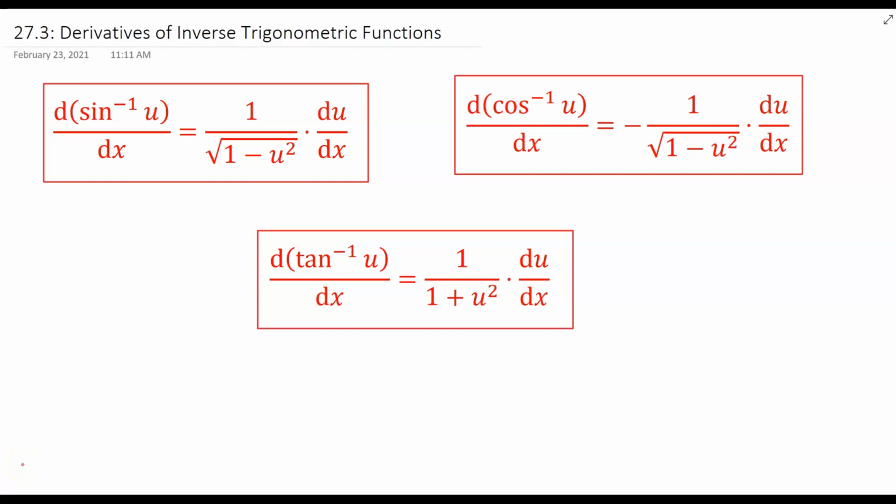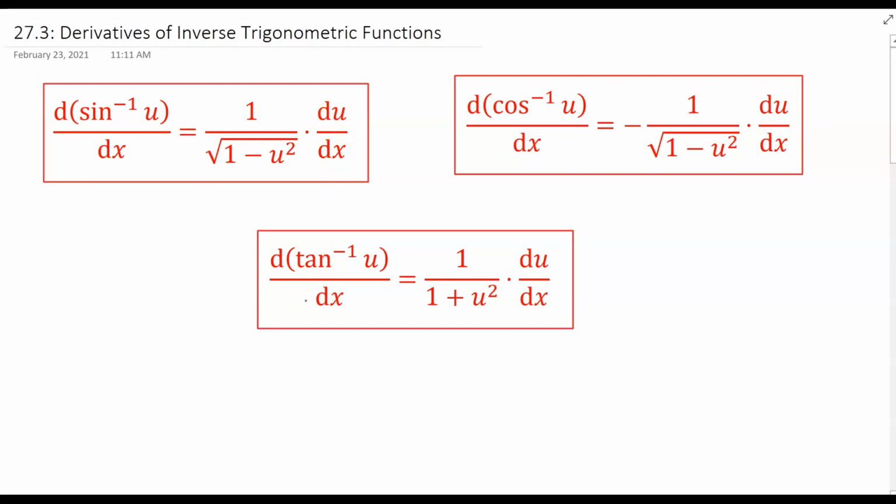In this video, I want to show you some examples of finding derivatives of inverse trigonometric functions. And so here is the list of the formulas right here. Notice that we've got the derivative of sine inverse of u, and u will be a function of x again, because we're finding the derivative with respect to x. And it is 1 over the square root of 1 minus u squared. Remember, we must always multiply by the derivative of u with respect to x, the du dx.